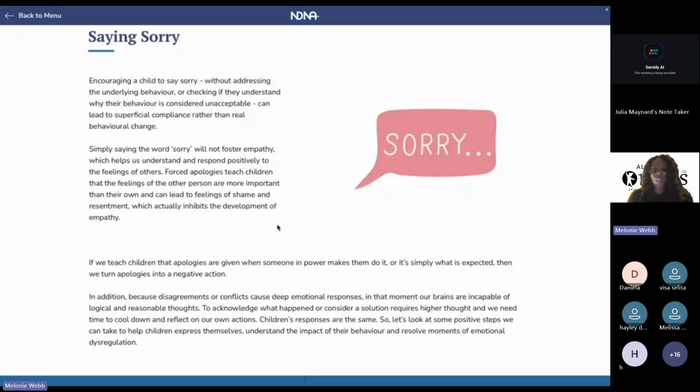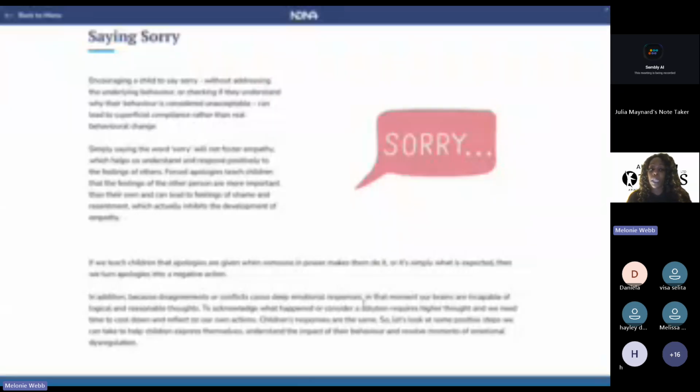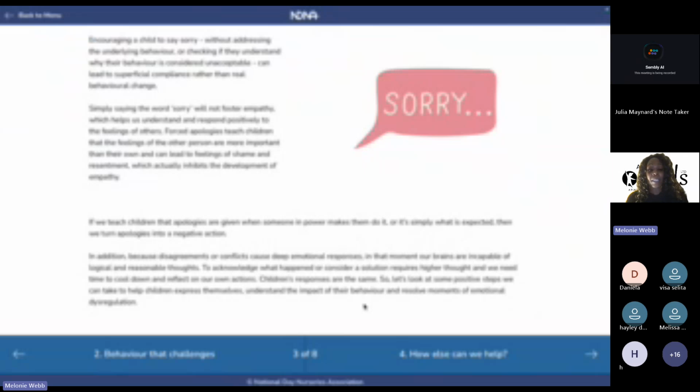In addition, because disagreements or conflicts cause deep emotional responses, in that moment, our brains are incapable of logical and reasonable thoughts. To acknowledge what happened or to consider a solution requires higher thought, and we need time to cool down and reflect on our own actions. Children's responses are the same. So let's look at some positive steps we can take to help children express themselves, understand the impact of their behaviour, and resolve moments of emotional dysregulation.